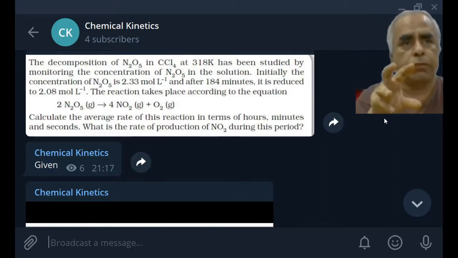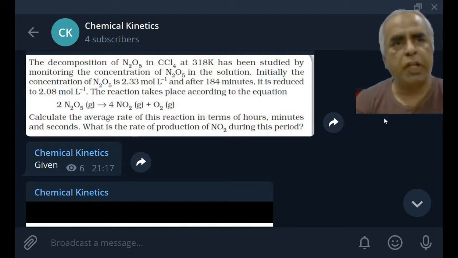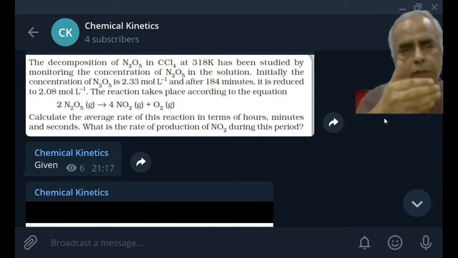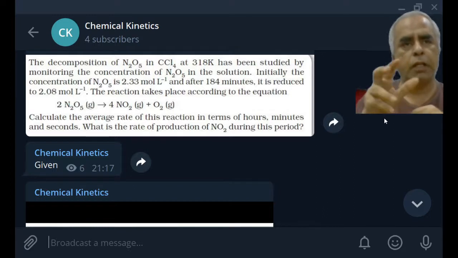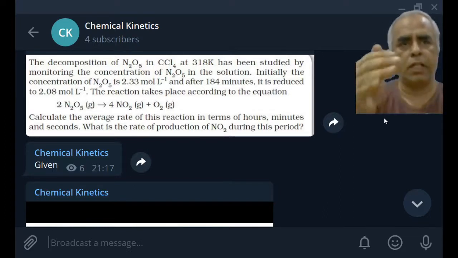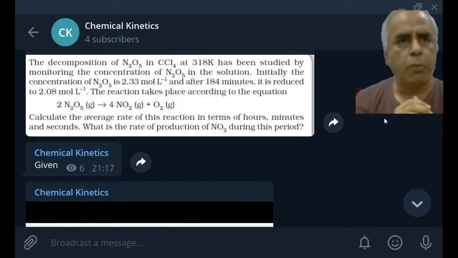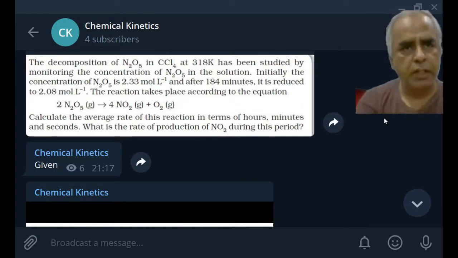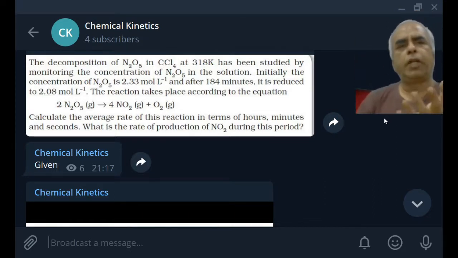You have to be very careful. When we discuss the rate of the reaction, it can be expressed in three ways. One is the rate of decrease of concentration of reactant. Another is the rate of increase of concentration of product. The third one is the rate of decomposition of the reactant, that is dx by dt. So let us talk about the first two, because the problem is given as a rate of decrease of reactant and rate of increase of product.